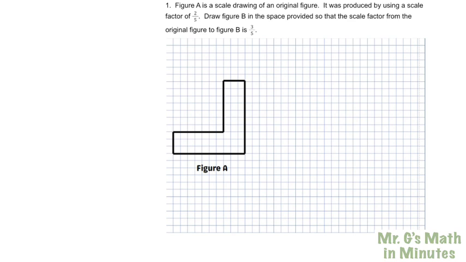So right here it says that figure A, which is the figure that we can see here, is a scale drawing of an original figure, which we do not see here. That scale drawing was produced using a scale factor of 2/5. They want us to draw figure B so that the scale factor from the original to figure B is 3/5. Now, we don't have the numbers for the original, but we need to see about getting those numbers.